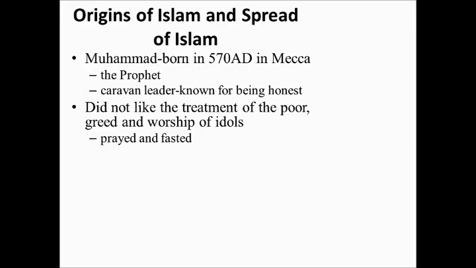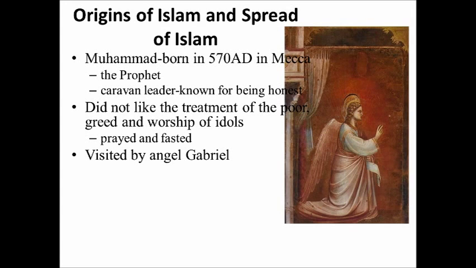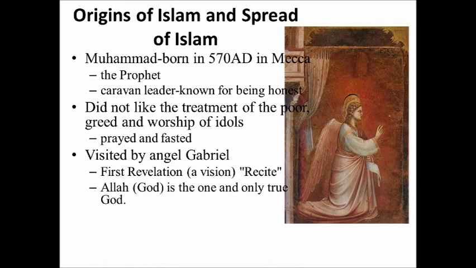So Muhammad did what many of the people did in those times. He went to the desert, he found a cave, he prayed, and he fasted. And during that time, he is visited by the angel Gabriel, who brings to him messages. In the first revelation, he tells Muhammad three times to recite. And what he's talking about reciting is that Allah is the one and only God. And Allah was the Muslim word for God.